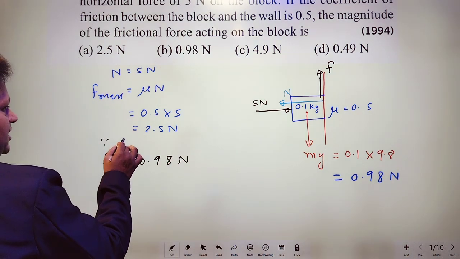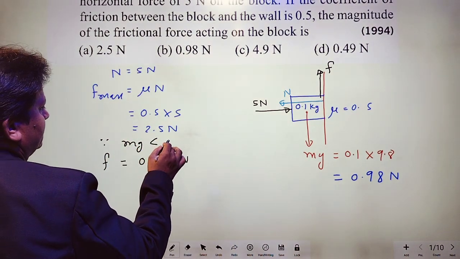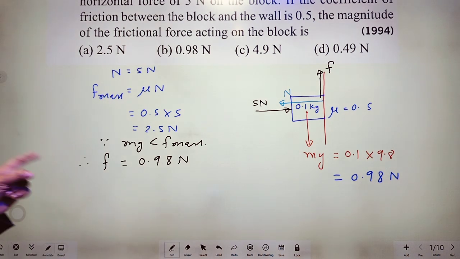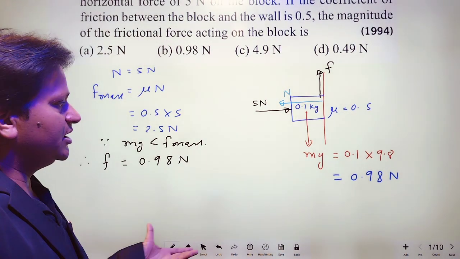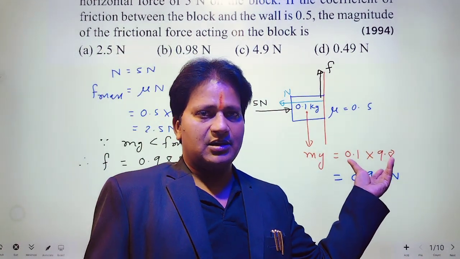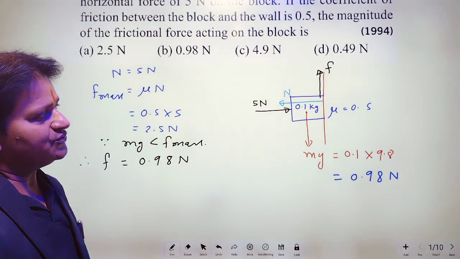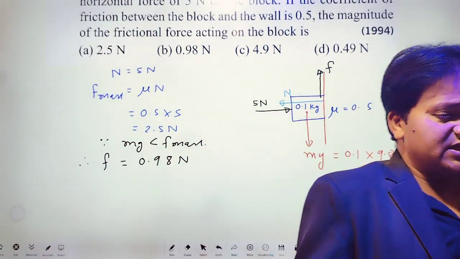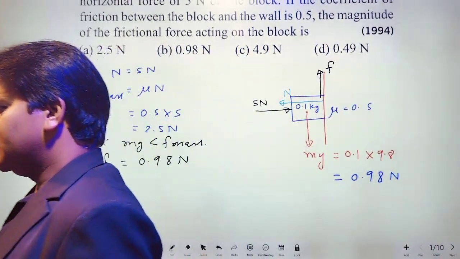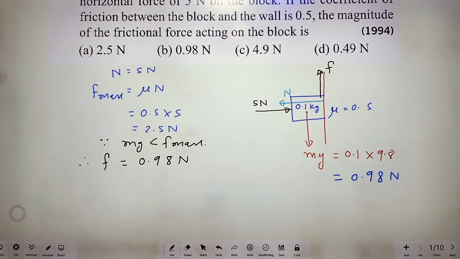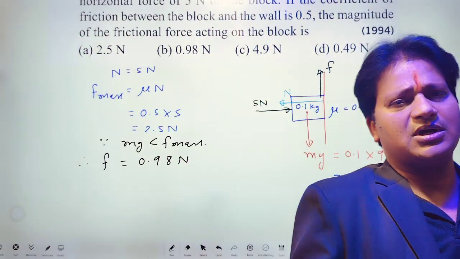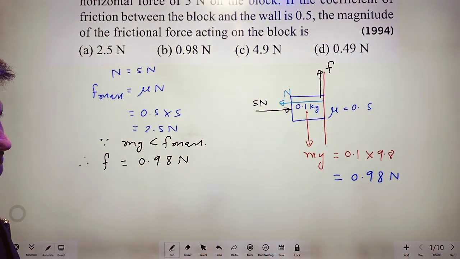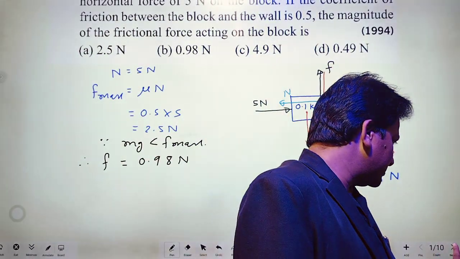Since mg is less than F max, therefore F should be equal to the applied force. mg acts as the applied force. Here the applied force is less than the maximum friction. Whenever the applied force is less than or equal to the maximum friction, that is the limiting friction, then the friction acting on the block will be equal to the applied force. Okay? Got it? Now I am going to solve the next question.